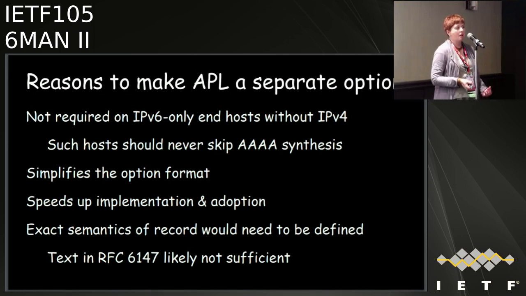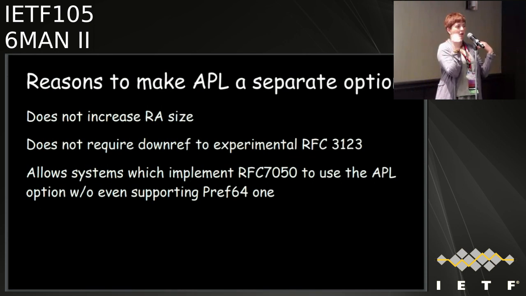Also, this option would be particularly useful in IPv6-only networks. In an IPv6-only network, if the host decides not to do synthesis for some names, it's not clear what the host is going to do. There's no v4 connectivity. End of story. Also, I did some math. I might be wrong, but it does not look like we are actually saving bits on the wire unless the DNS name is really short. Also, it's a bit unclear to me if it's a good idea to have a down ref to an experimental RFC in the standards track. And as a side effect, it's not really important, but if you have a separate option, some systems might prefer to still do 7050 or use PCP or whatever, but still use this APL option from the network without actually supporting the Pref64 option.